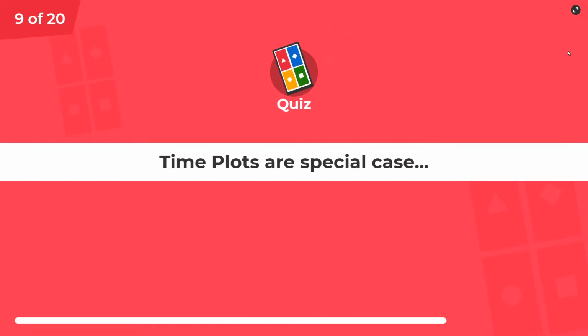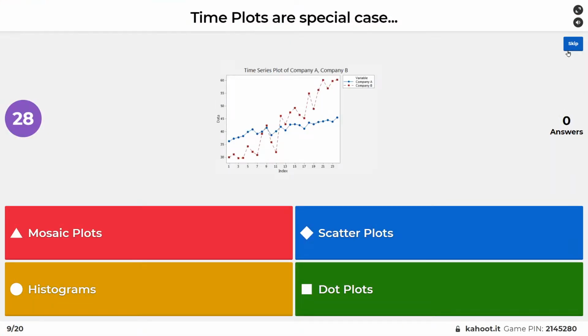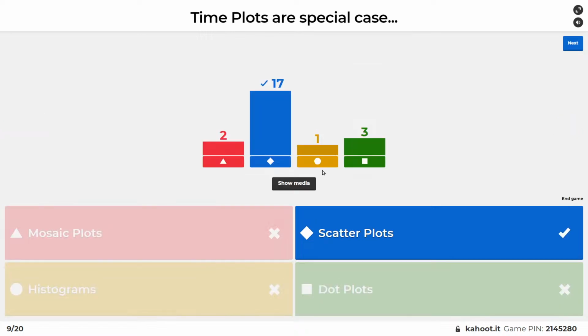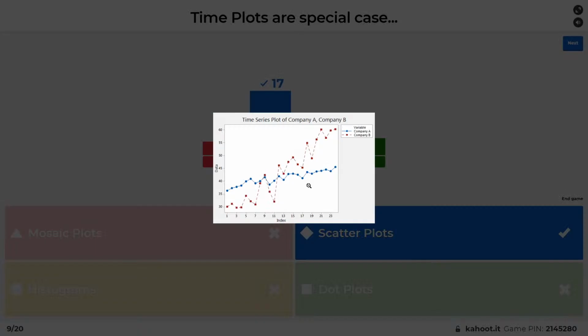Time plots are a special case. This is a time plot. This is a multivariate time plot. It's got 2 time series on it. I think I know what the best guess is going to be. Now, time plots are bivariate. So time plots are bivariate. They are this with time on the time axis. Great job. Time plots are a special case.